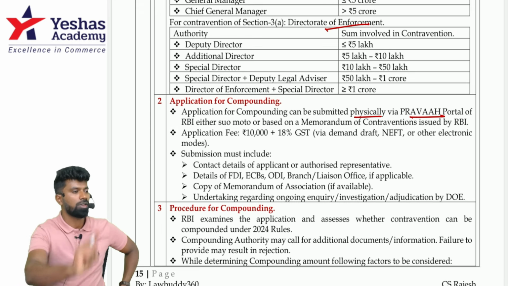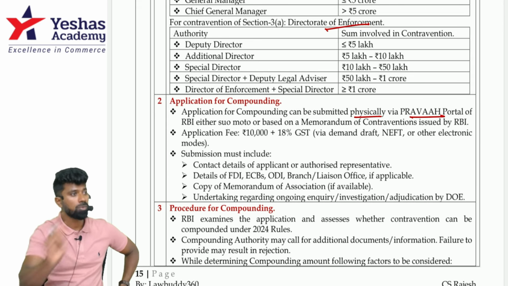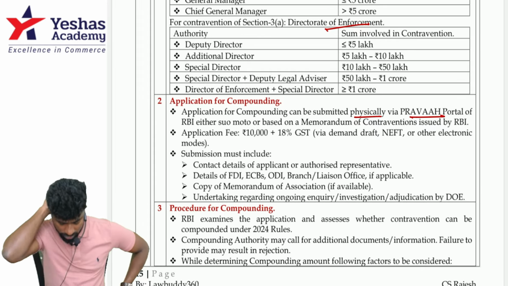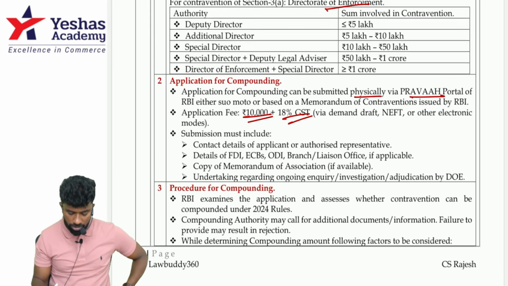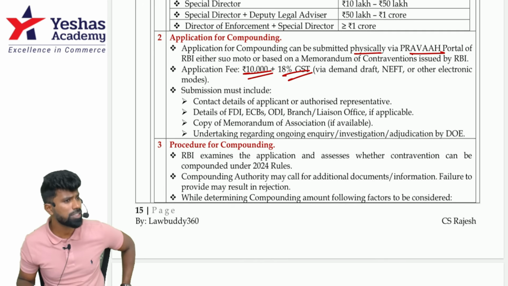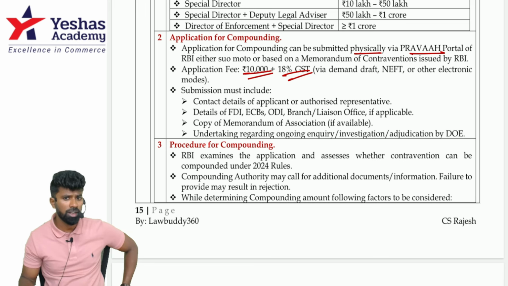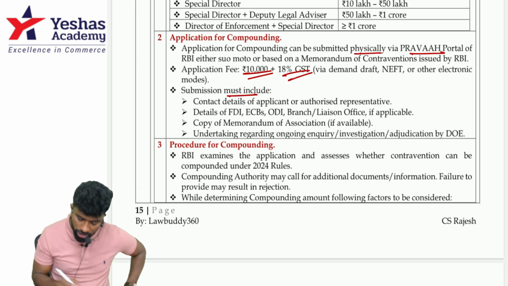An application for compounding of offences should be made to whom? RBI, either online or what? Physically. What is the application fees? Plus how much GST? 18% GST. How do you pay that fees? Either by DD or by way of NEFT. Either way of what? NEFT. Next one, submission must include what?